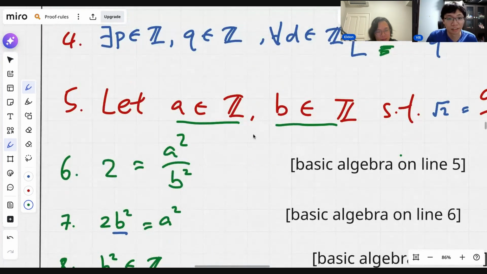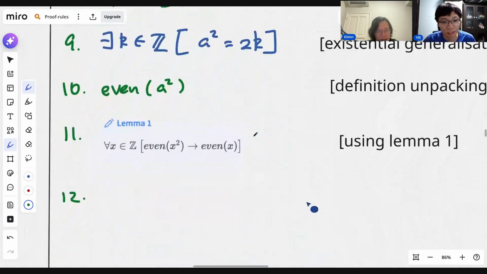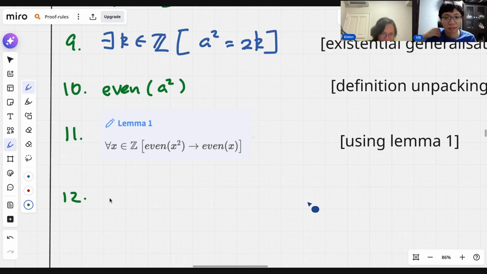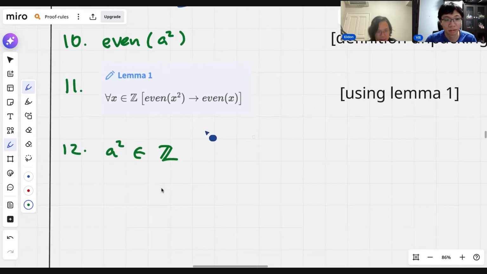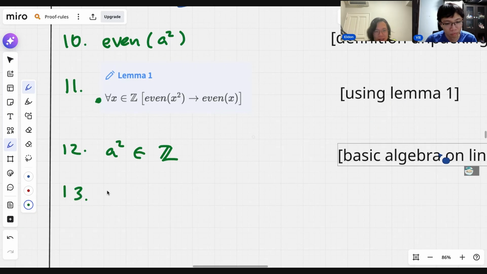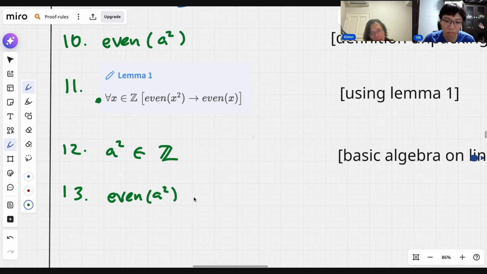Okay, so let's see. A comes from the set of integers, right? On line 5, we said that. So now what we can say is that A squared must be an integer. So this is basic algebra. Okay, let's keep going. So since A squared is an integer, I can now take this line and create a statement, right? So the statement I can create would be even A squared implies even A, right? So how do I get here?